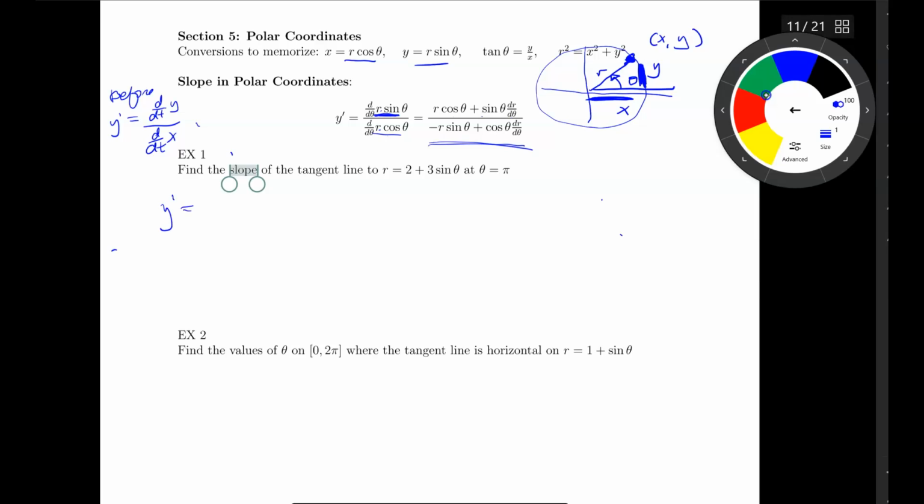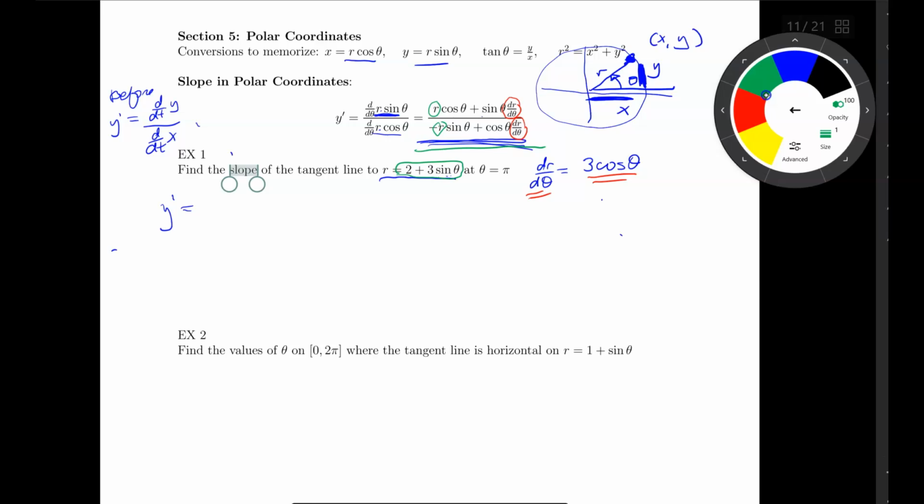So y prime is going to be, I'm just going to write this down, knowing what r is going to be, and then let me figure out what dr d theta is. So the derivative of this will be 3 cosine theta. So notice this dr d theta, which is 3 cosine theta, goes in right here, and then this r is going to go right here. So this equation explodes into this huge thing. So slope in polar coordinates is a very big quantity.